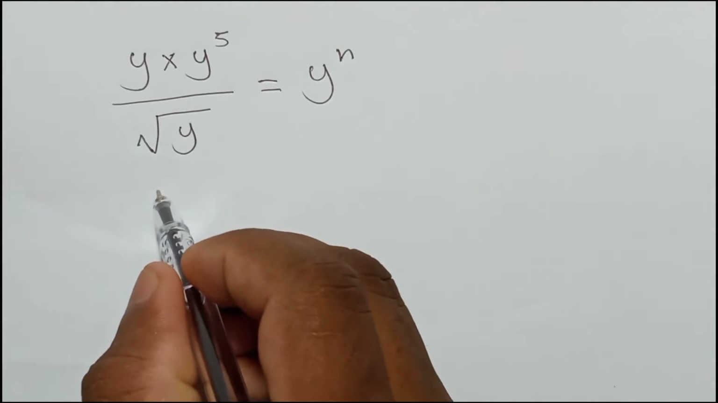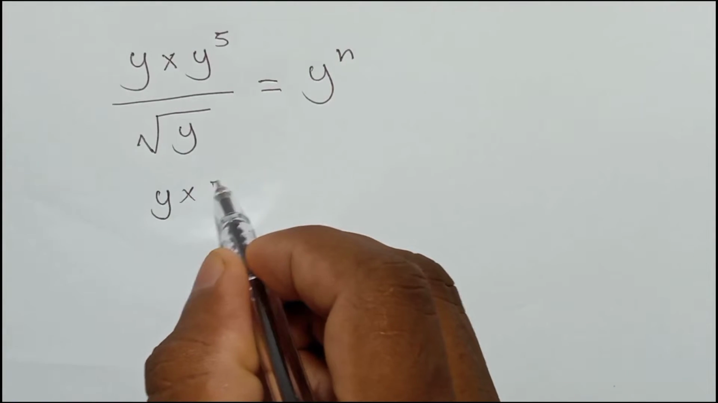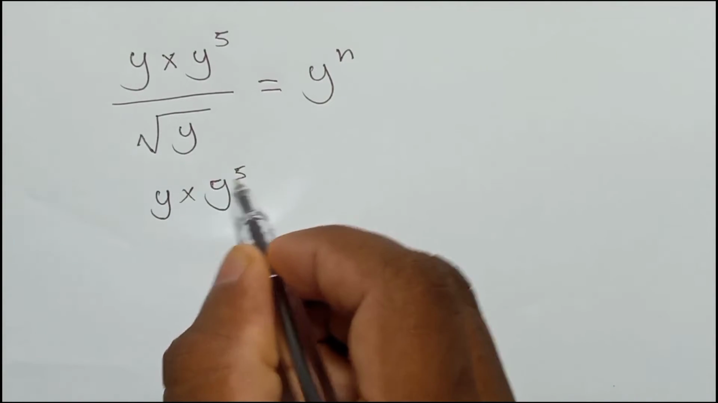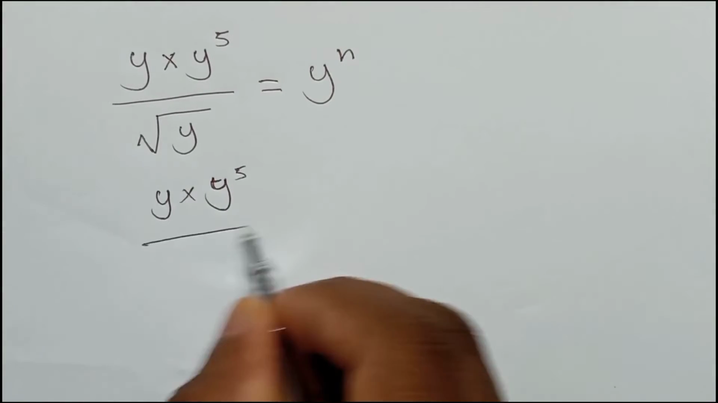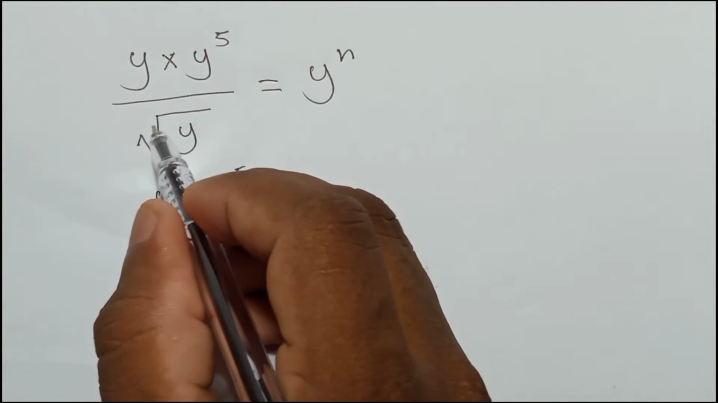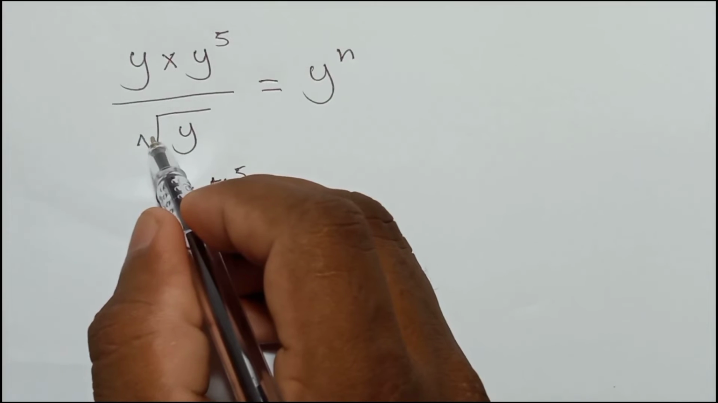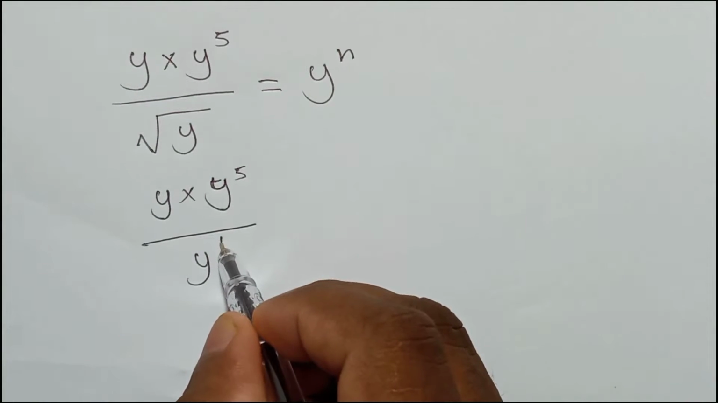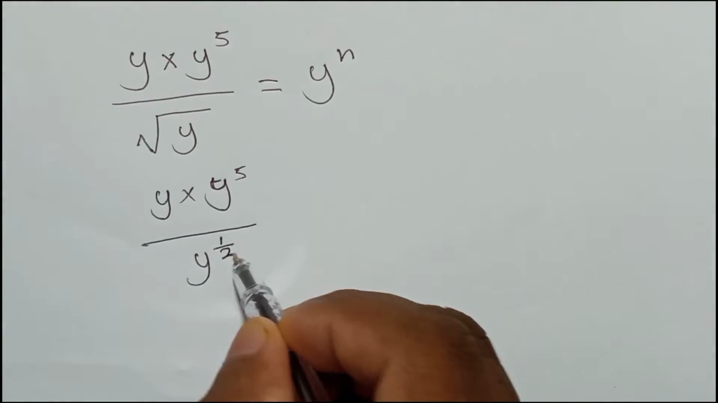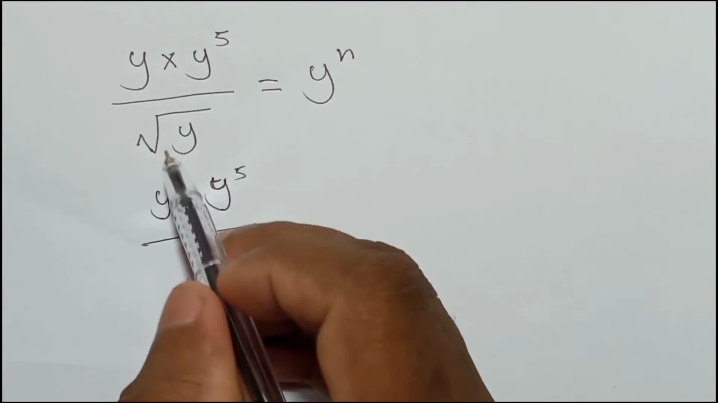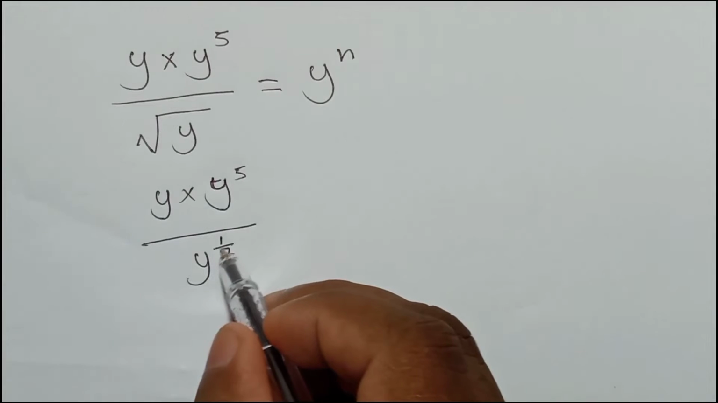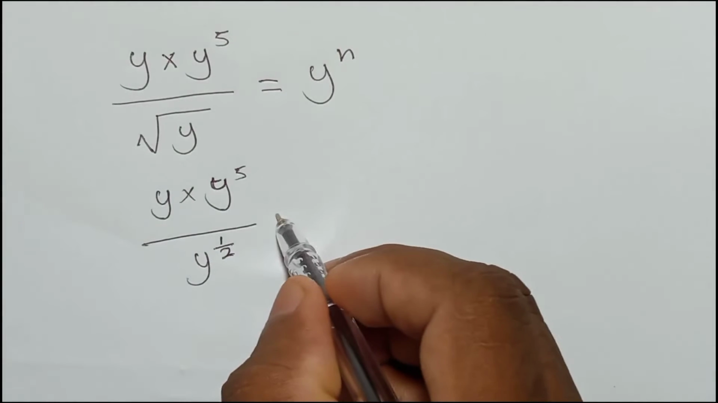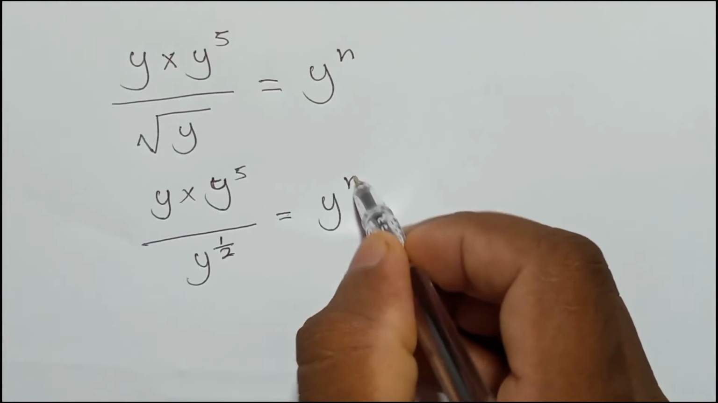How? Like this, right? I will write y here, y to the power 5, and here this is a square root. There's no number in between here, so you can write y, and here as an index you can write half. Try to understand that if you have this square root sign here, you can write it like this as an index. Then here y to the power n.